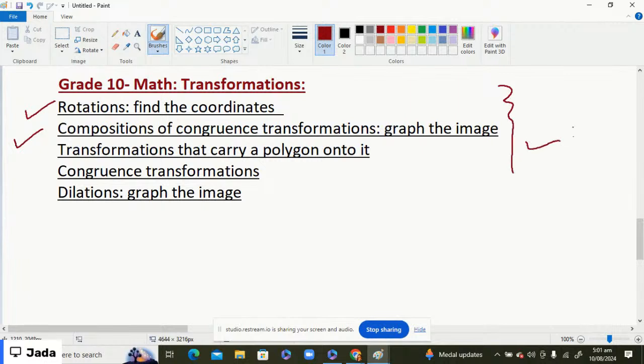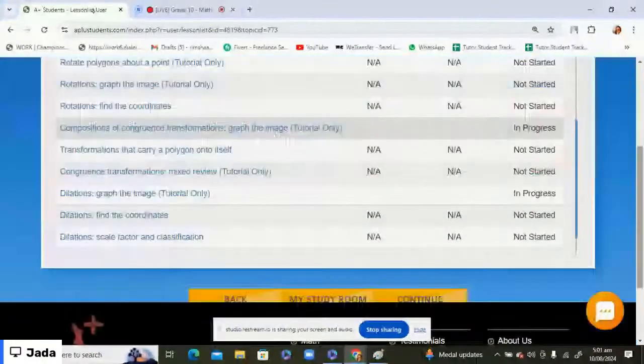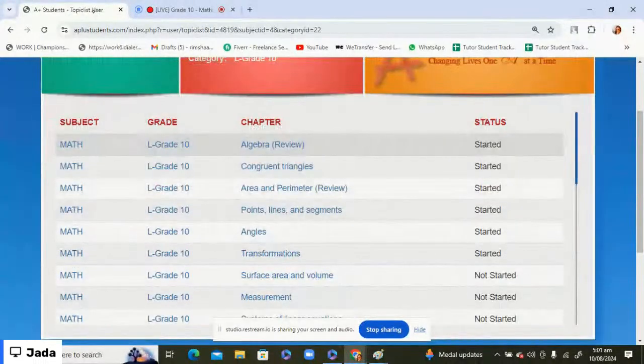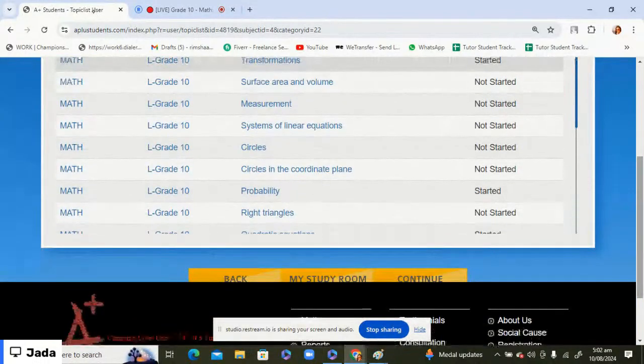You can find all the lessons on aplusstudent.com. You have to log in by using the email and password that are provided by the administrator. Go to the subject tab, select math from there, scroll down to grade 10. Here is the list of the chapters for the maths. So we are on transformation, so let's get started.